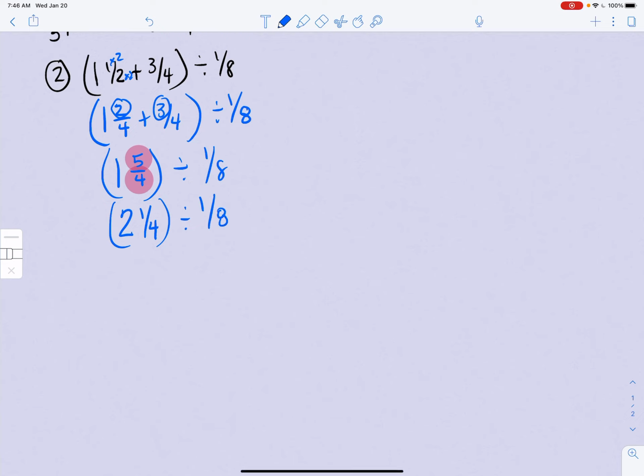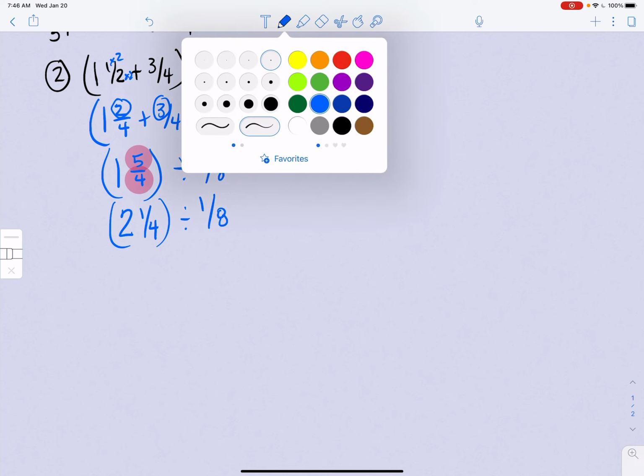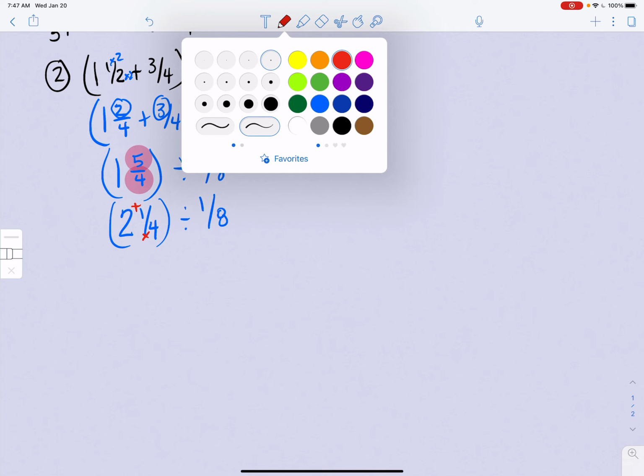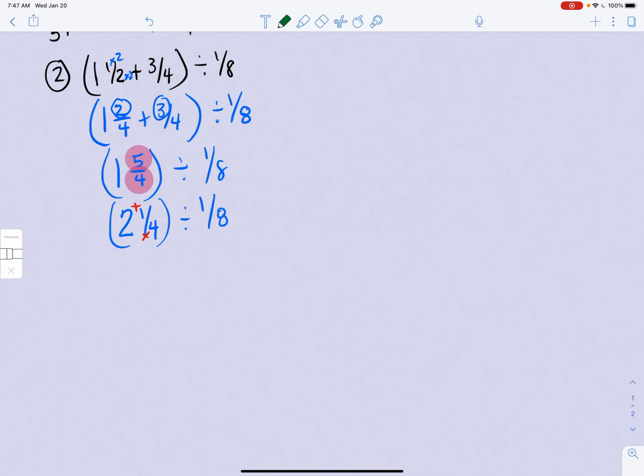All right. So with that being said, I need to do the division, but I have to change it to an improper fraction. So 4 times 2 plus 1. Watch my cursor. 4 times 2 is 8, plus the 1 changes it to 9/4. And it's divided by 1/8.